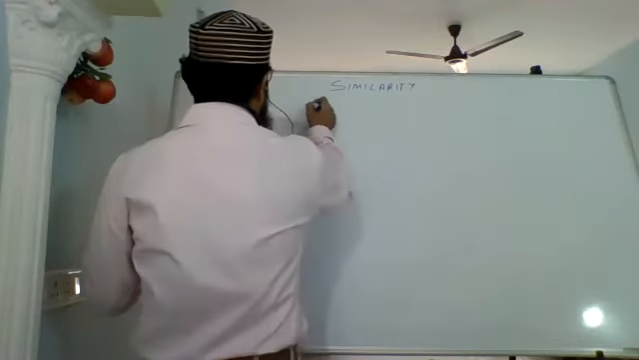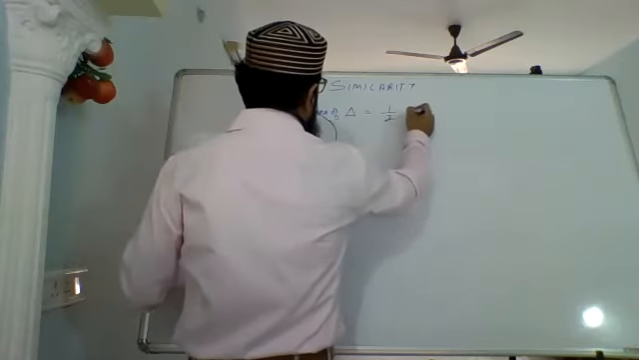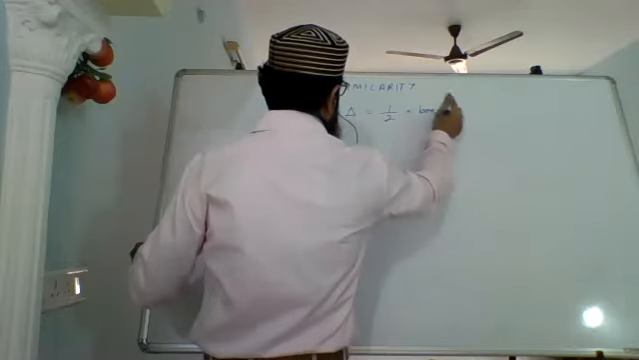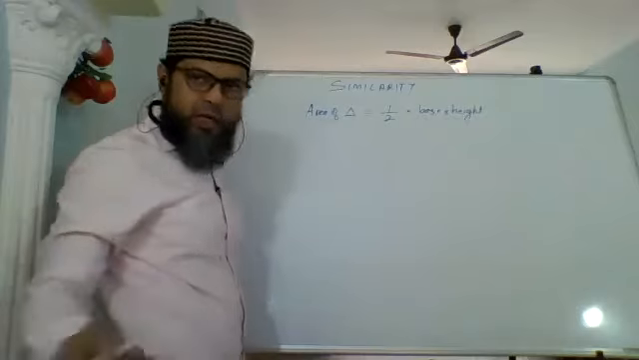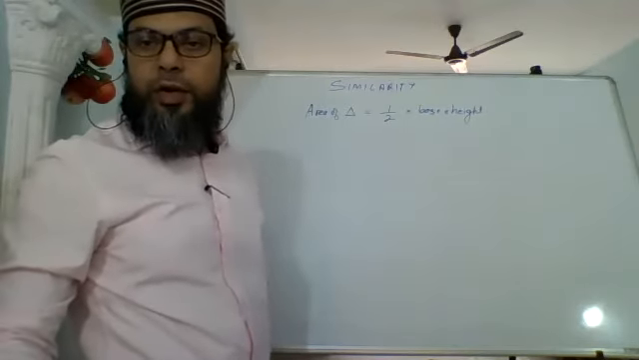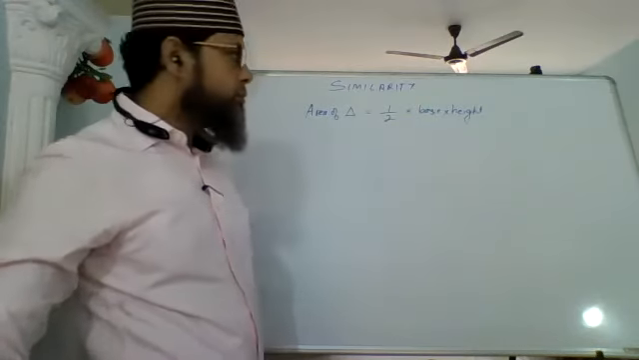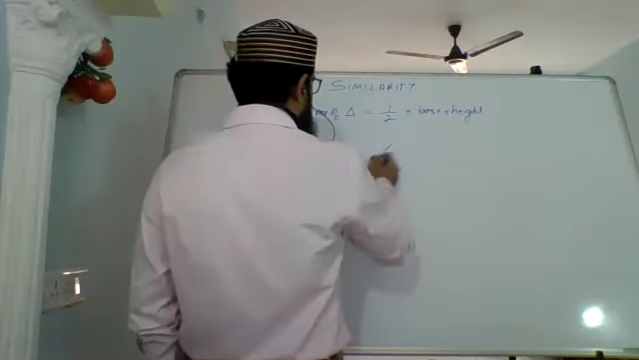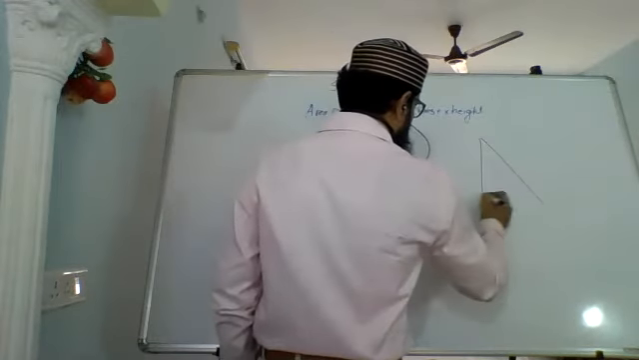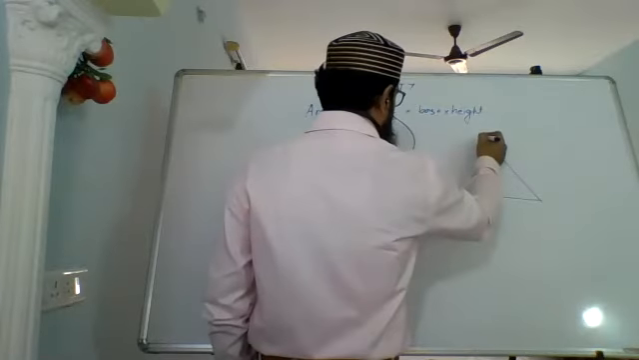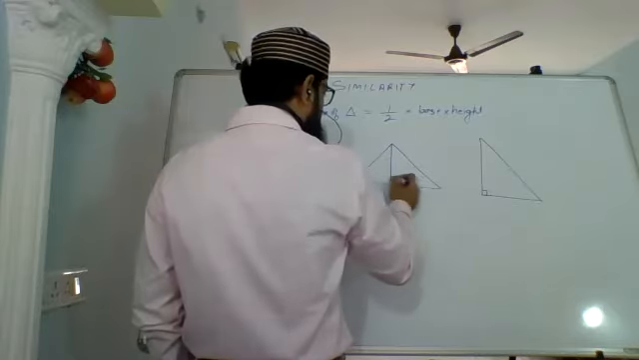Okay. So area of triangle is half into base into height, whichever triangle that is. The triangle could be an acute angle triangle, it could be a right angle triangle, whatever. It will always be half into base into height. Now, in this case, we will take the base as the lower side.